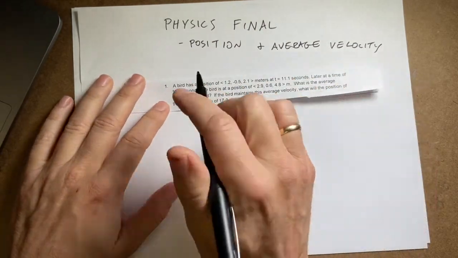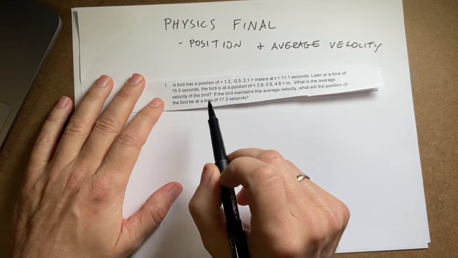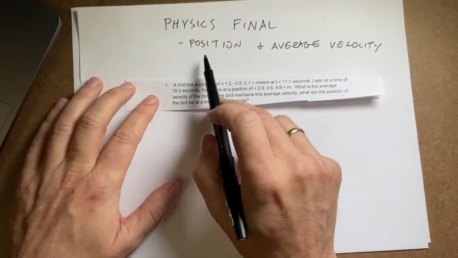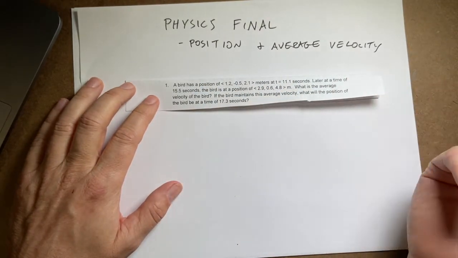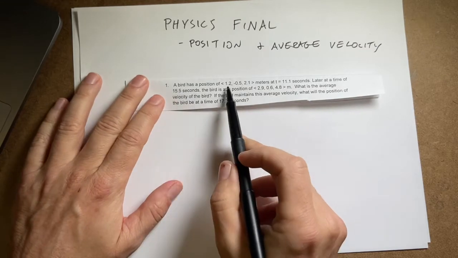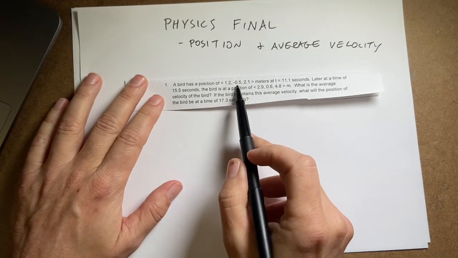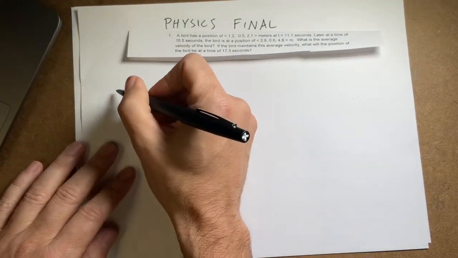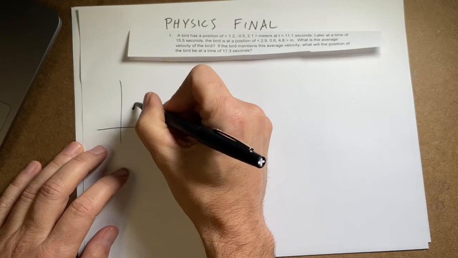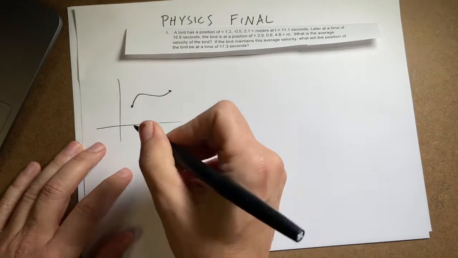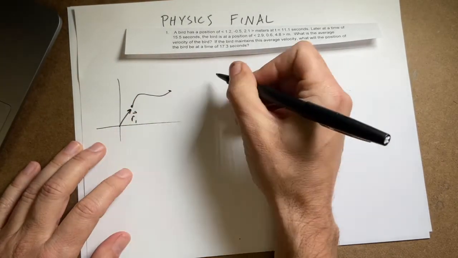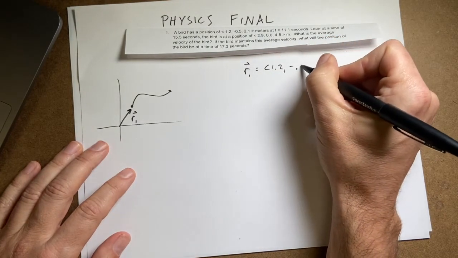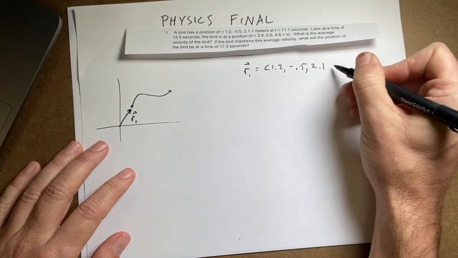And this first question, I wouldn't tell the students what this was, but this is a physics final. This is for my calculus-based physics class, and this is a question about position, velocity, and average velocity. So it says a bird has a position of 1.2, negative 0.5, 2.1. So I'm just going to write down things as I see them. We have the idea here of a bird moving along some place. And so here's the first position, R1. So I'm going to write R1 equals 1.2, negative 0.5, 2.1 meters.